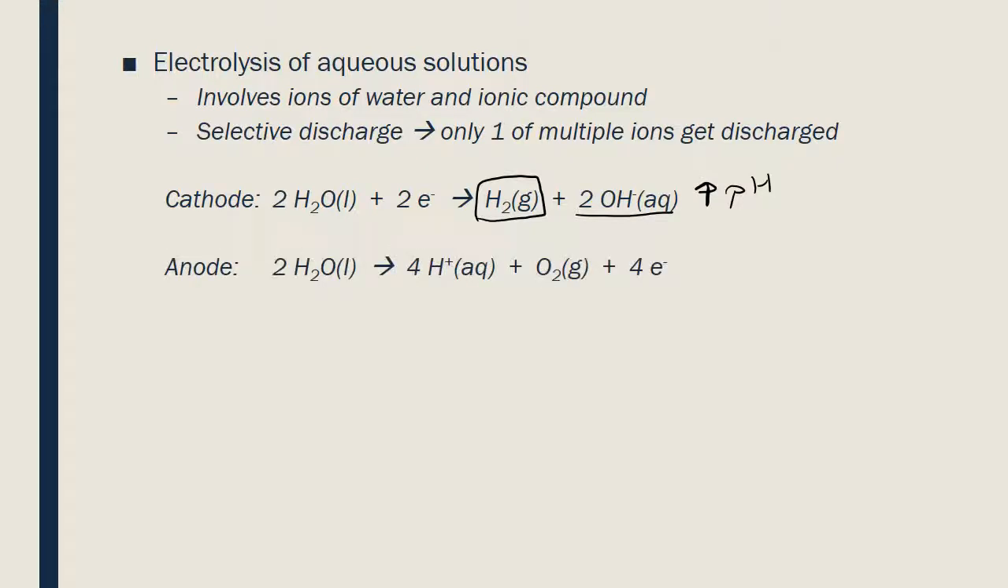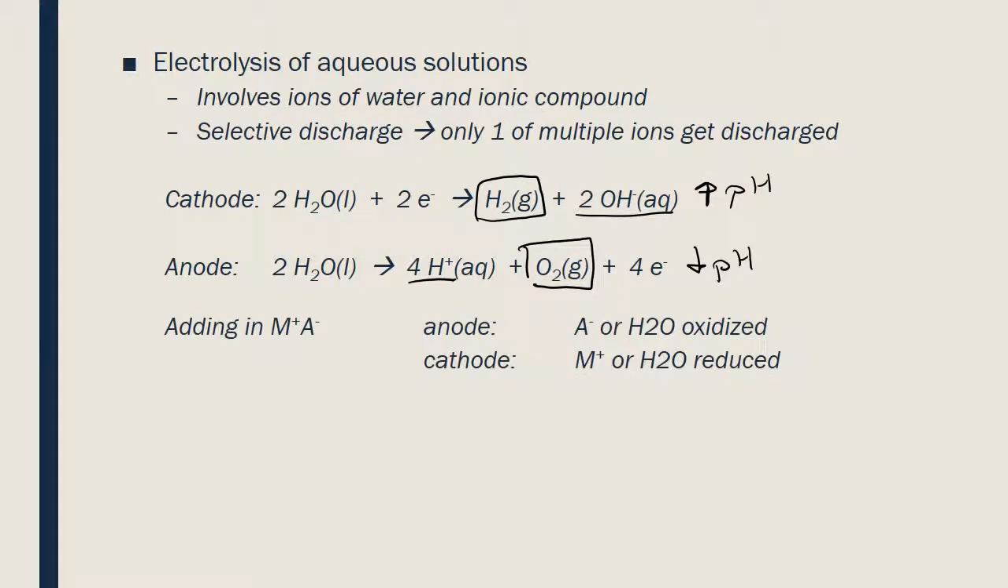At the anode, water has the capability of going through oxidation, therefore giving up electrons. When it does this, it releases oxygen gas. And if you notice, you have H+ being left behind, therefore decreasing the pH at that electrode.